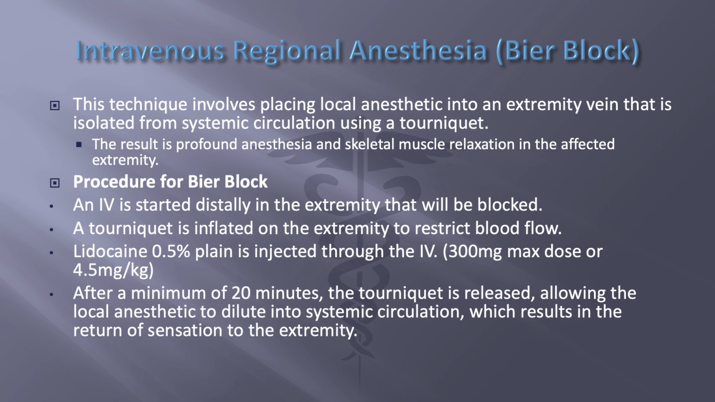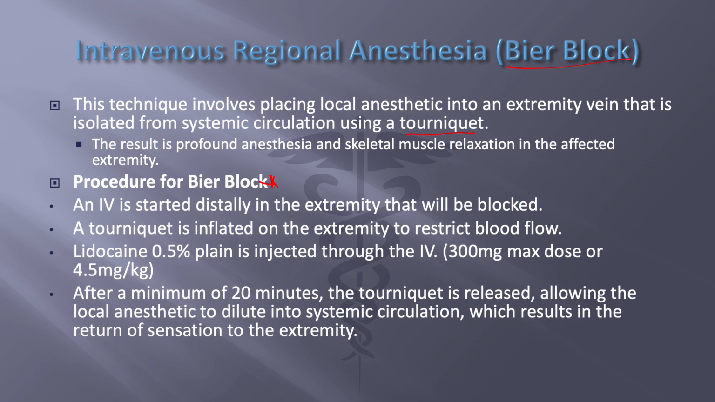Then we have intravenous regional anesthesia, which is also known as a beer block. All right, this technique involves placing a local anesthetic into an extremity vein that is isolated from the systemic circulation using a tourniquet. The result is profound anesthesia and skeletal muscle relaxation of the affected extremity. So to do a beer block, we're going to start an IV distally in the extremity that will be blocked. A tourniquet is going to be inflated on the extremity to restrict blood flow after we raise the arm.